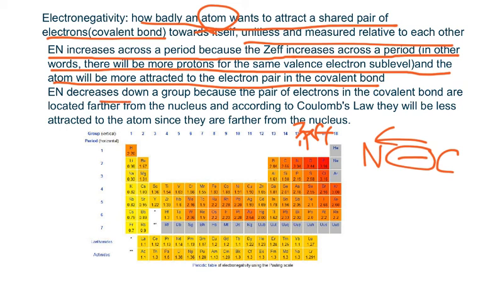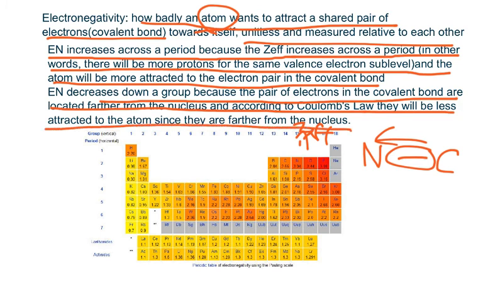Now, electronegativity decreases down a group because the pair of electrons in the covalent bond are located farther from the nucleus, and according to Coulomb's law, they will be less attracted to the atom since they are farther from the nucleus. So I don't think that's as hard to understand. If you don't understand it, just read it over and think about it.